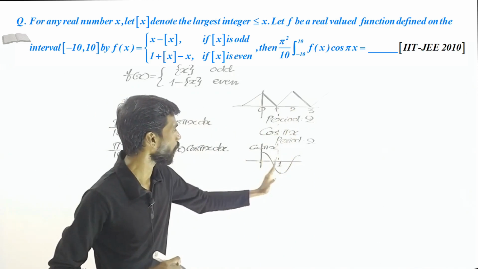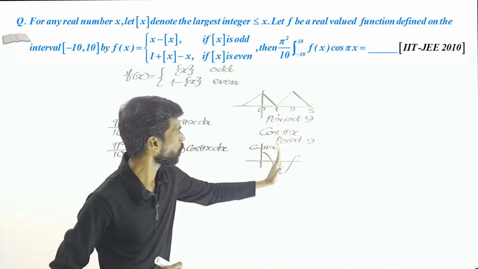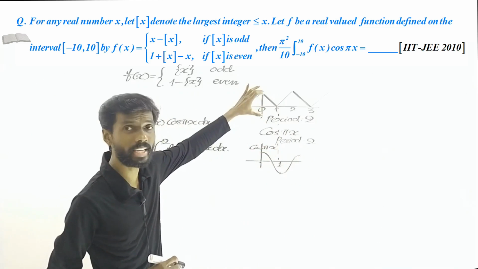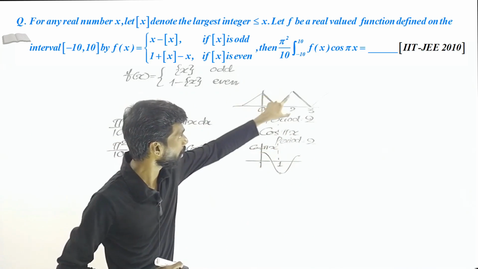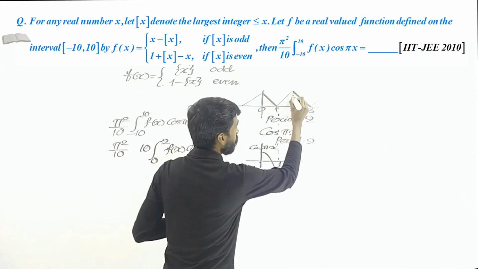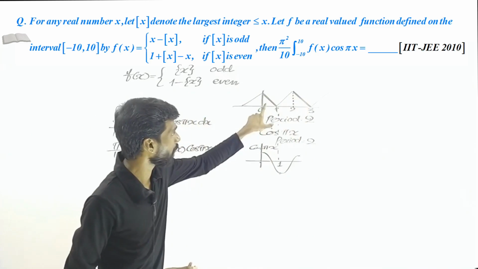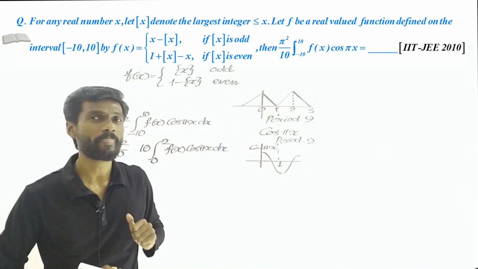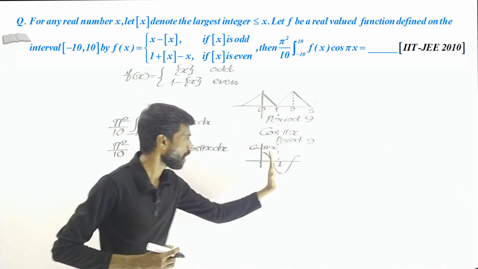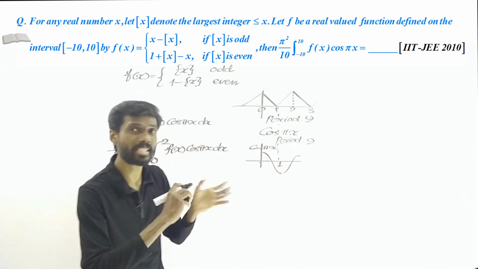So 0 to 1, and then 1 to 2. It is same. So we have to find the area. So area of this triangle and this triangle. So we have to find only up to 0 to 2. So this triangle and this triangle have the same area. And this portion of cos x curve and that portion of cos x curve, they are same by symmetry, right?